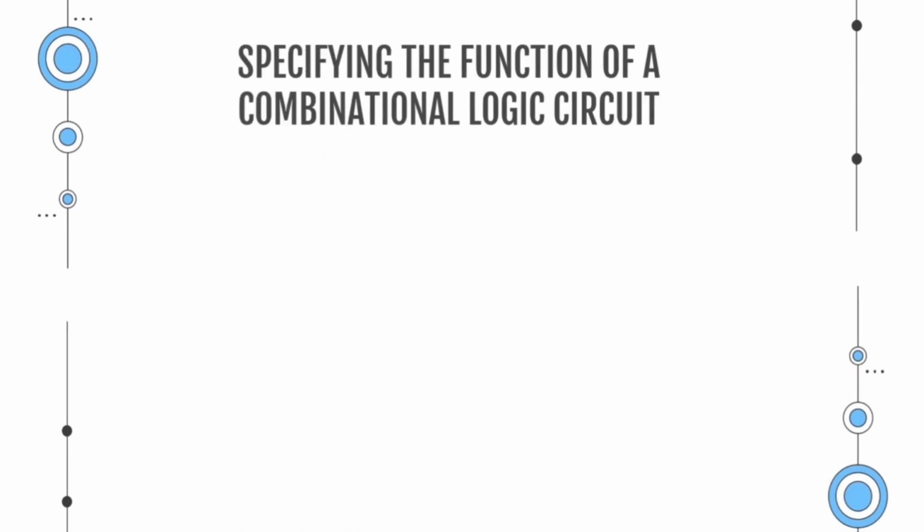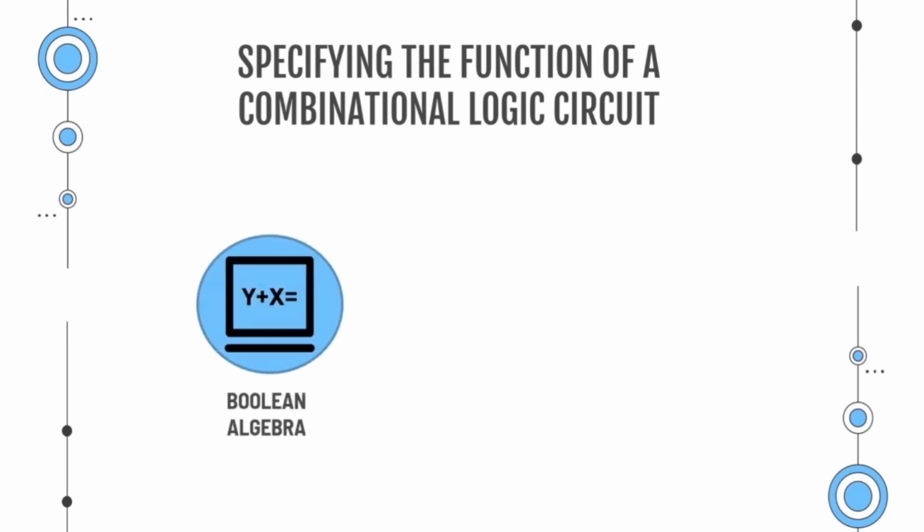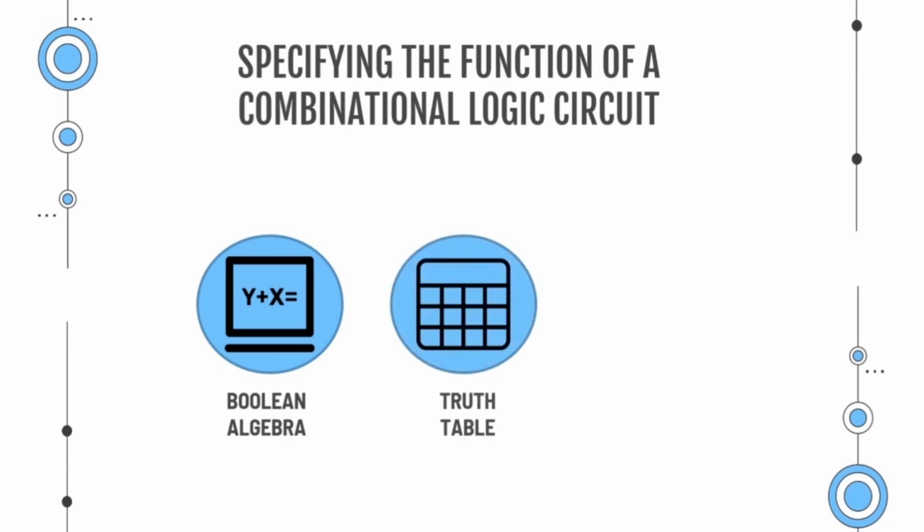There are three main ways to specify the function of a combinational logic circuit. The first way is Boolean algebra. This forms an algebraic expression showing the operation of the logic circuit for each input variable, either true or false. And the second way is the truth table. A truth table defines the function of a logic gate by providing a concise list that shows all the output states in a tabular form for each possible combination of input variables that the gate could encounter.